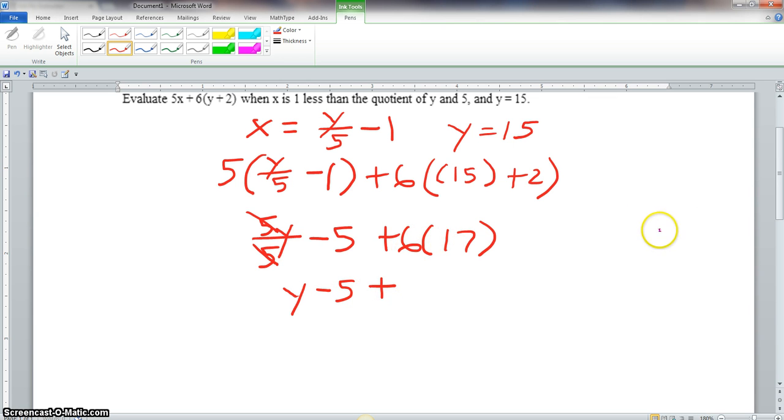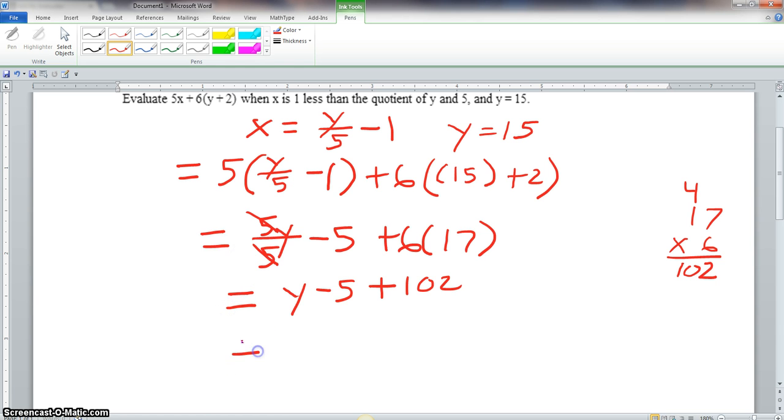Now, we could take 6 times 17. We can go to the side. 17 times 6. 7 times 6 is 42. Bring down your 2. Carry your 4. 6 times 1 is 6, plus 4 is 10. So that will give us 102. Now, we have y minus 5 plus 102. Well, let me go back up here and put these equal signs here, which we're supposed to have.